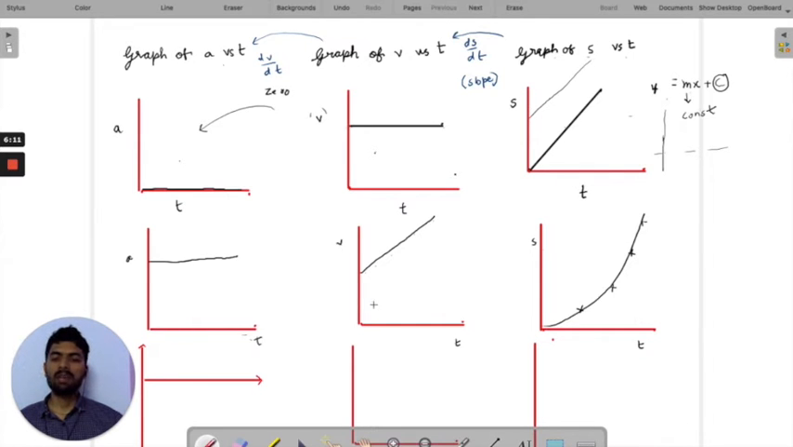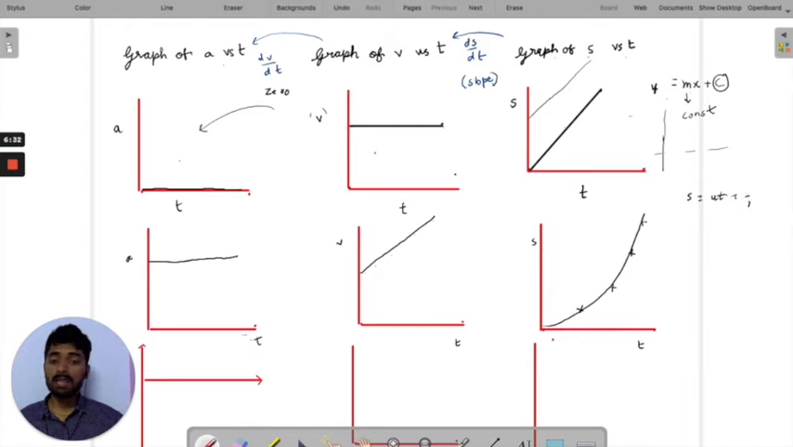So in this sense, we know that the displacement of an object moving under constant acceleration would be given by ut plus half at square. We have already derived that from the kinematics, and therefore we can substantiate that it's going to be a parabolic equation.